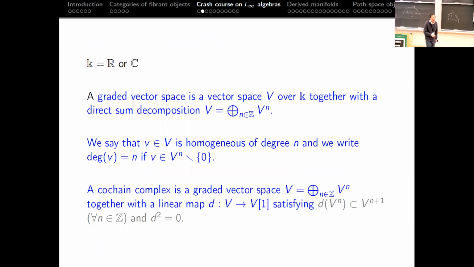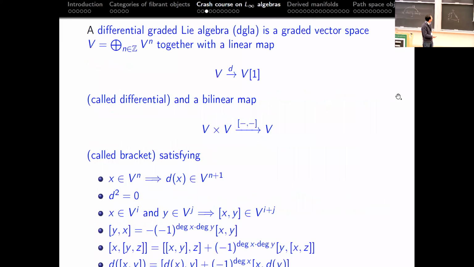So let's start with linear algebra. Let's say V is a graded vector space, and you have degree n components V_n. So each component has a degree n. When I write V shifted by 1, it means D is a map of degree 1. And a cochain complex means you have this map D with D squared equal to 0. That's just the usual notation.